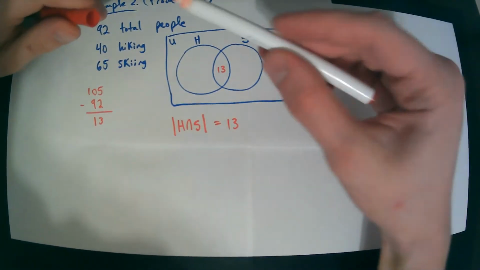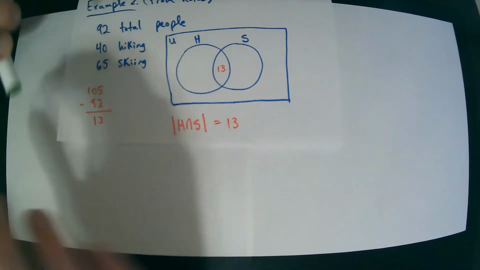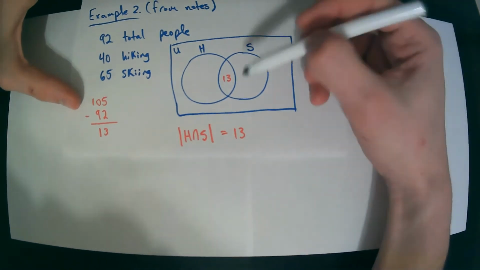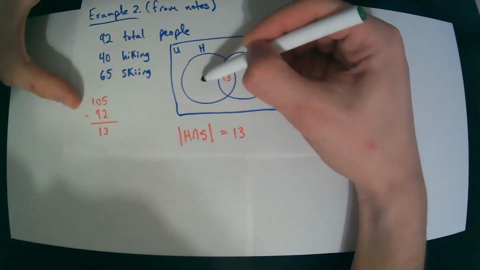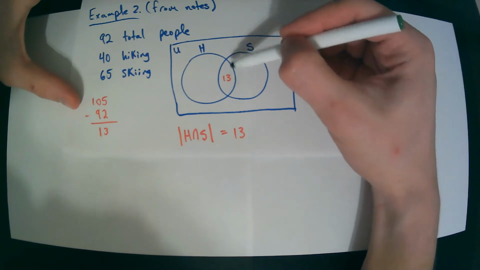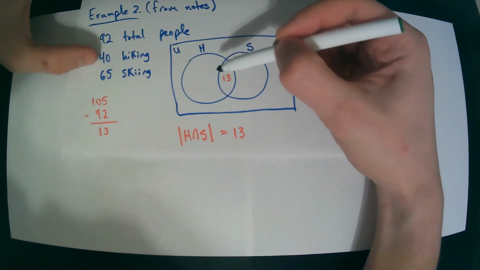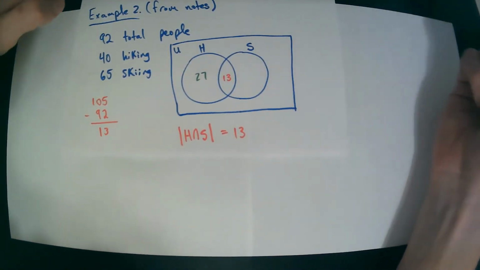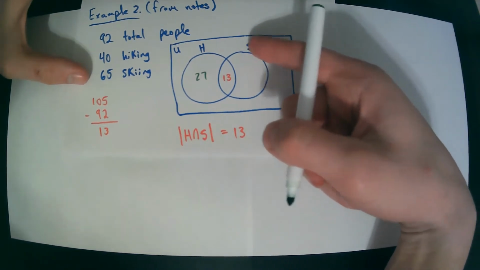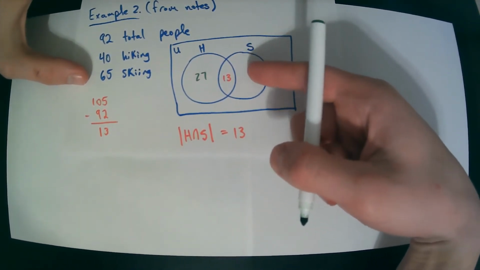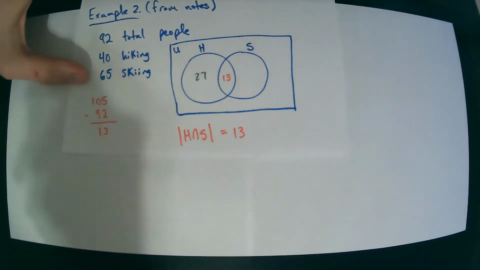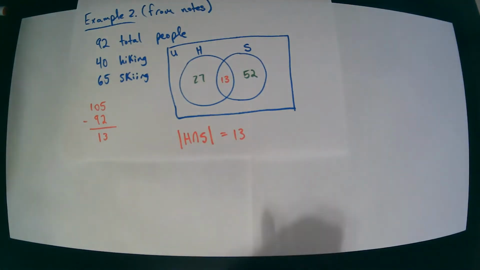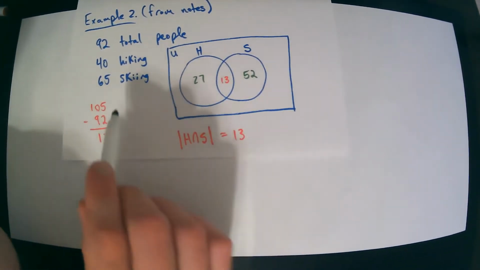Now let's go a little bit further than what this problem actually asked, because at this point we're done with the problem. But let's go a little bit further just so you understand what's going on here a little bit better. What number would be written here? Well, this whole circle, H, needs to add to be 40. So this number must be 27, because 27 plus 13 is 40. Likewise, over here, what must go here? How many people strictly went skiing and not hiking? Well, it must be 52, because 13 plus 52 is 65.